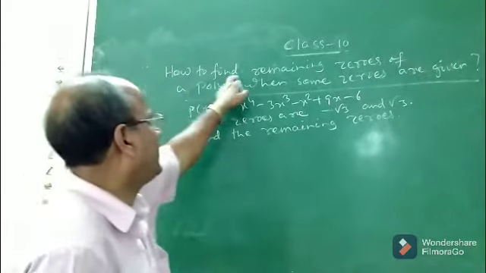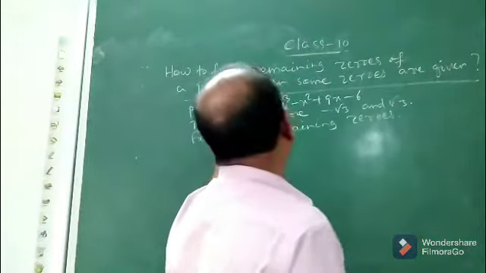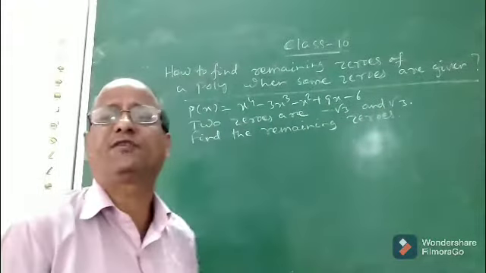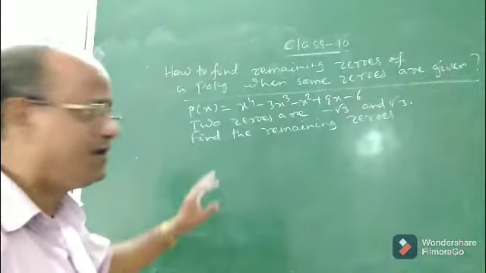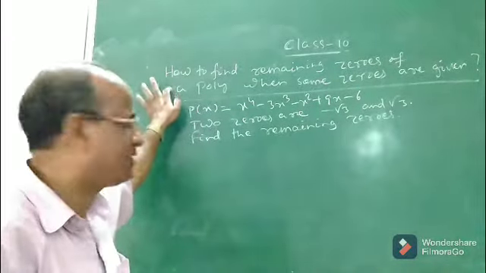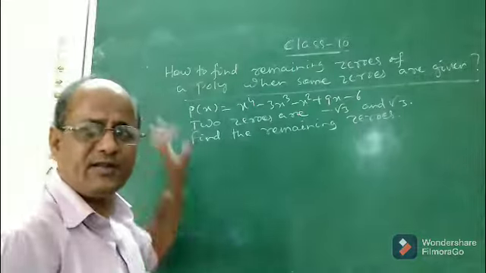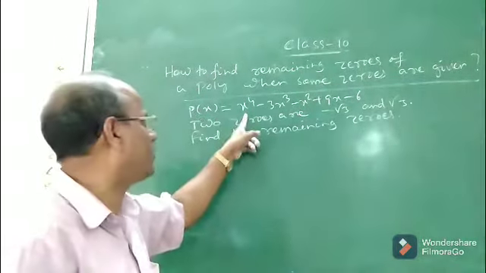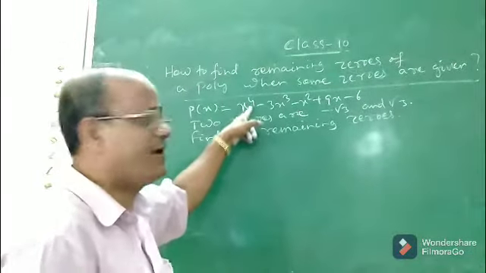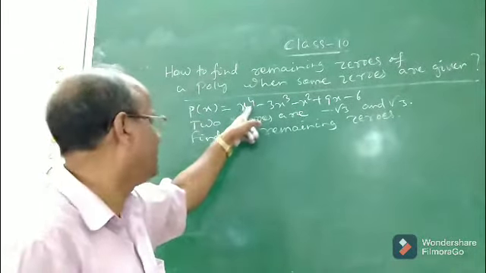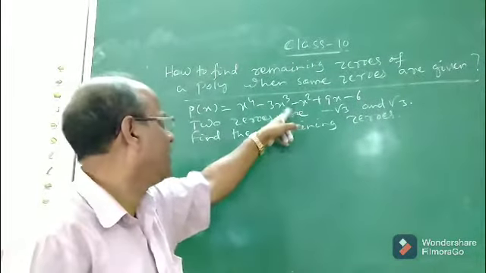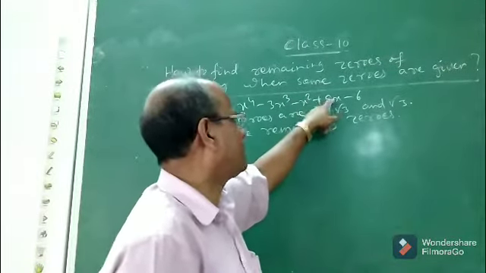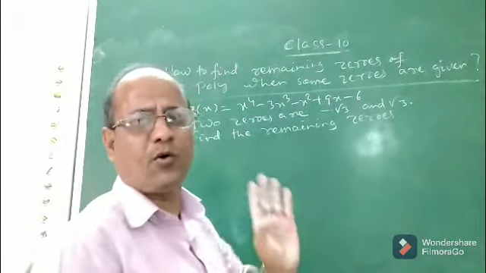See, how to find the remaining zeros of any degree polynomial when some zeros are given. In order to understand this, let us consider one example in which I will discuss the steps. Suppose you are given a 4th degree polynomial in variable x, p of x equal to x to the power 4 minus 3x cube minus x square plus 9x minus 6, okay? So this is a 4th degree polynomial.